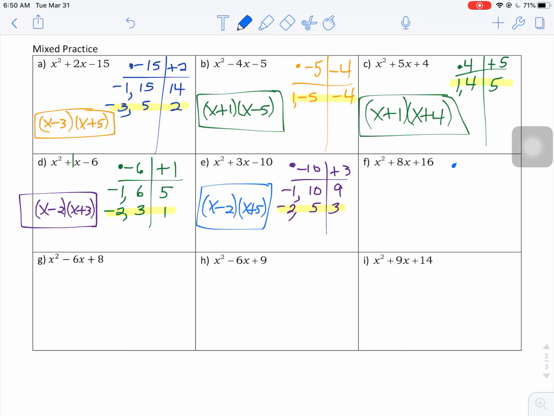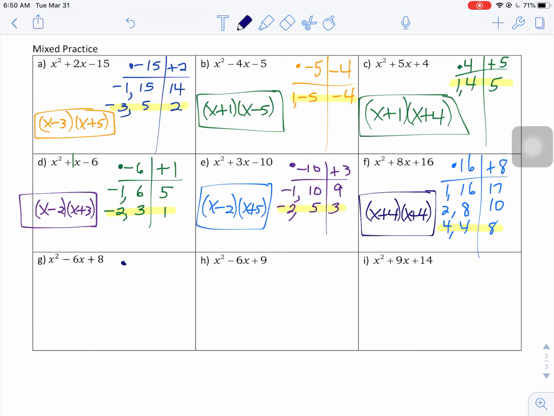Part F, multiply to 16, add to 8. 16 divided by 1 is 16. 1 plus 16 is 17. 16 divided by 2 is 8. 2 plus 8 is 10. 16 divided by 3 is a decimal, so I'm not even going to bother writing it down. 16 divided by 4 is 4. 4 plus 4 is 8. There we go. So then our final answer, x plus 4 times x plus 4.